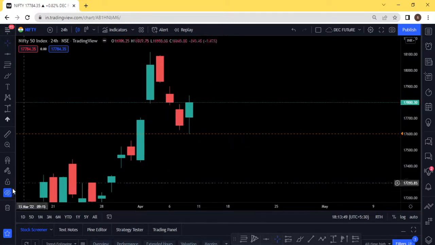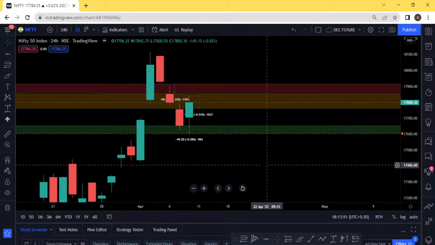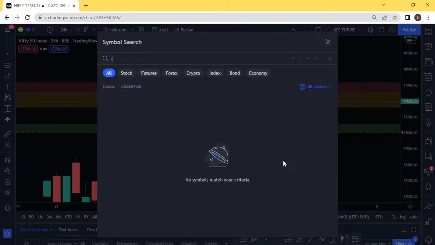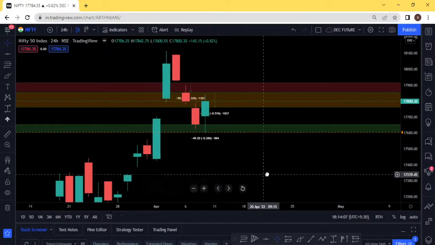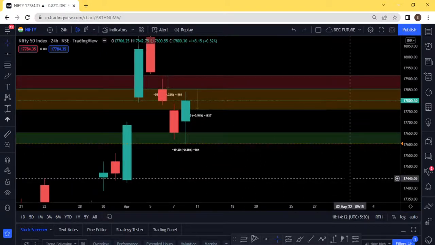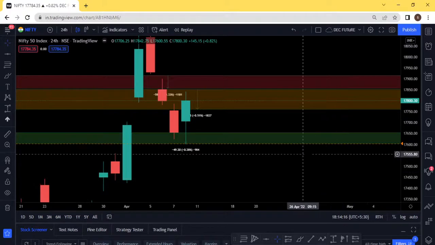Now let's not waste much of time. Let's straight away mark it. Now these are certain levels I have marked based on the daily basis. Now as we go ahead, we will mark in the shorter time frame and see for ourselves if there is any trade patterns available to us, right? Let's go into a smaller time frame.